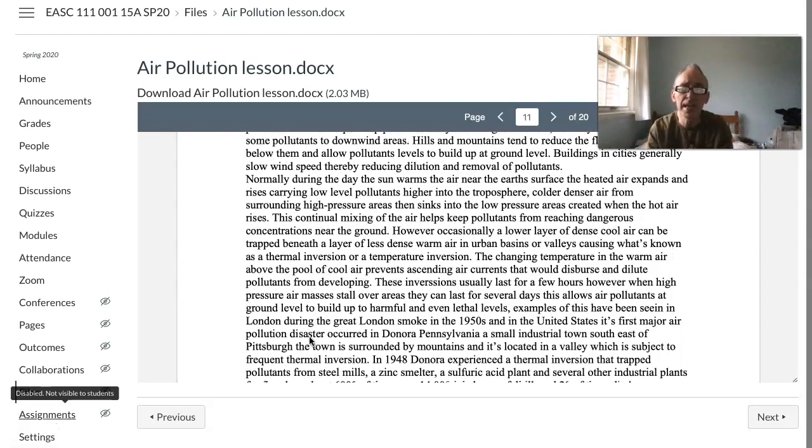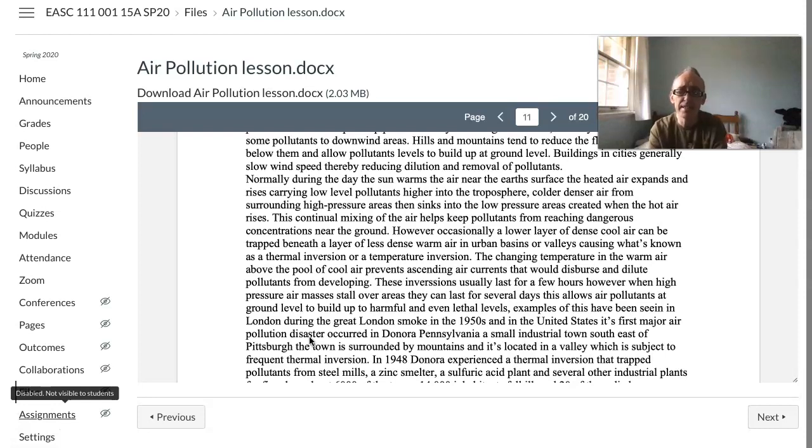So normally during the day the sun warms the air. This is what normally happens. Normally during the day the sun warms the air near the Earth's surface, and this heated air then expands and rises, carrying low-level pollutants higher into the troposphere, or the lower atmosphere. Above it, the colder, denser air from surrounding high-pressure areas then sinks, so it comes down close to ground level. This continual mixing helps remove the pollutants from the air and stops them from becoming dangerous concentrations near the ground.